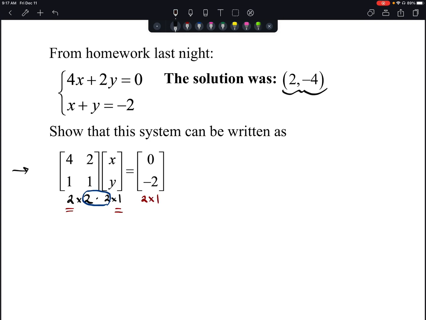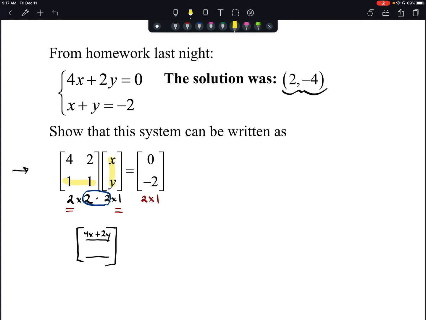So if I take this here, let's actually do the multiplication now. I know this is going to end up being a 2 by 1 matrix. So I'm going to start out by doing this row times the column. So we'd have 4 times x plus 2 times y. And then we'll switch to the bottom row.